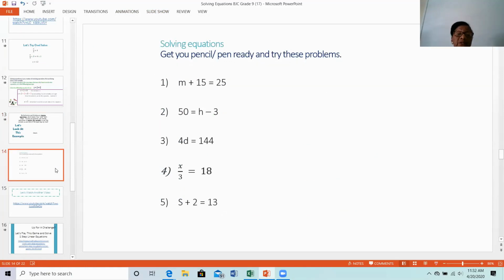Solve the following equations. Get your pencils and your pen ready and try these problems. And remember, when you're solving, we want to show that you're doing opposite operations.